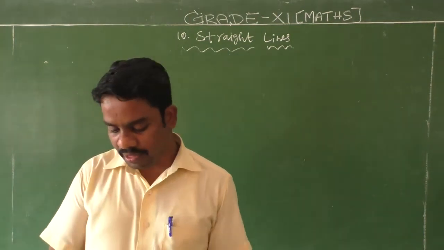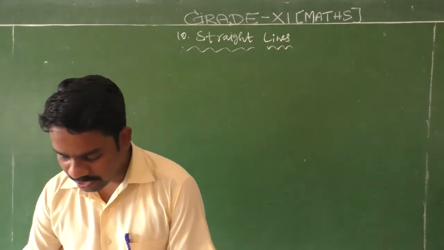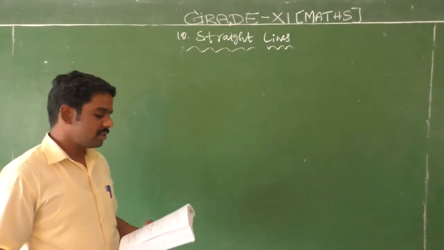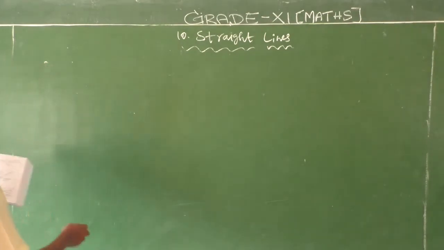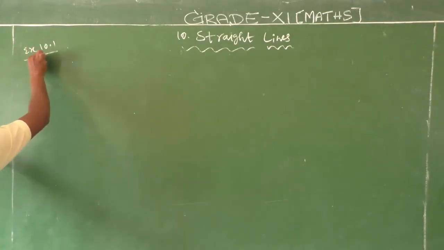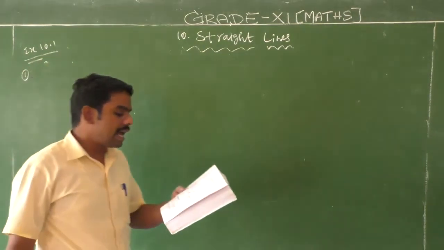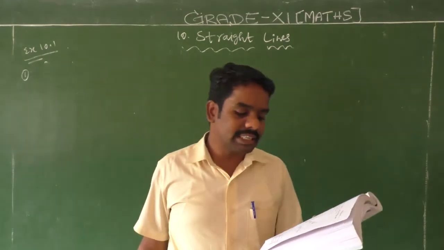Right. Next, exercise number 10.1, page number 211. Very simple sum. Question number 1. Draw a quadrilateral in the Cartesian plane.